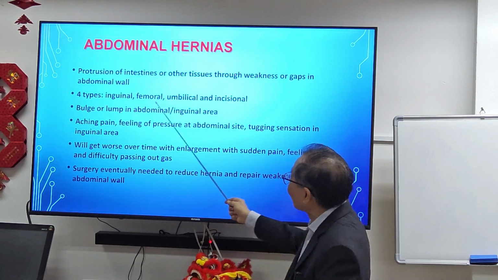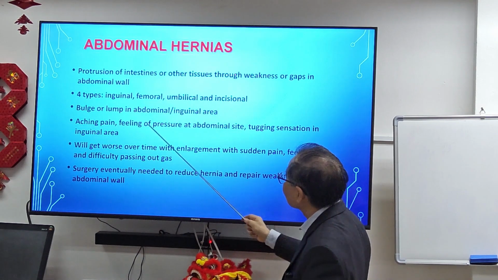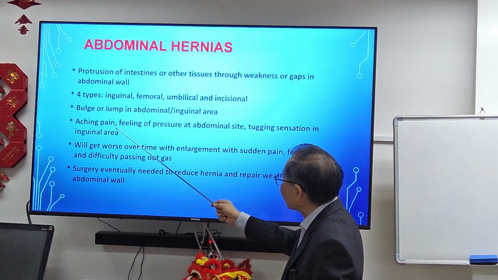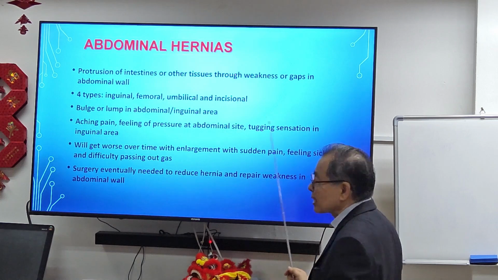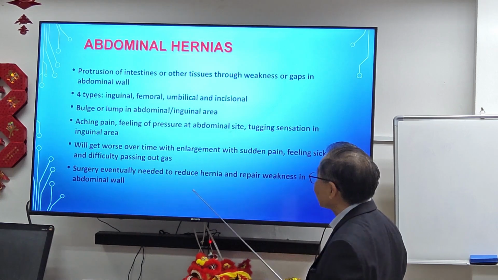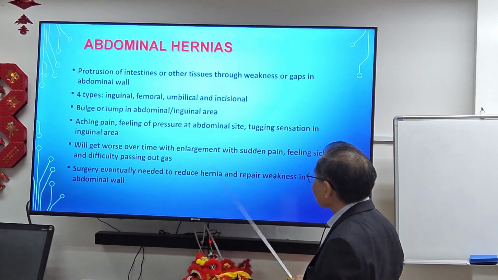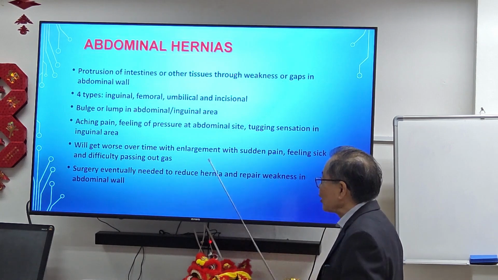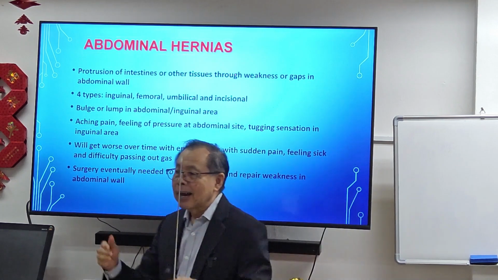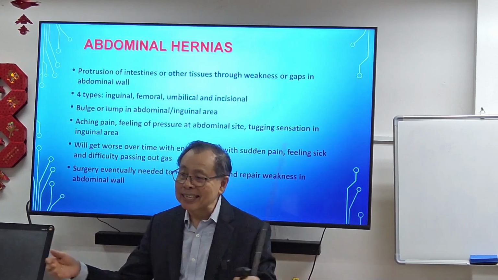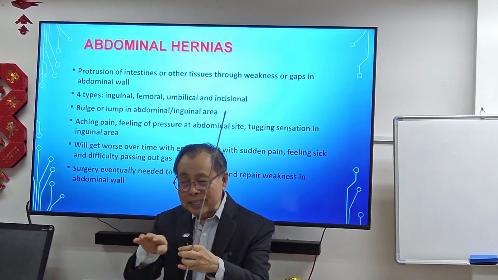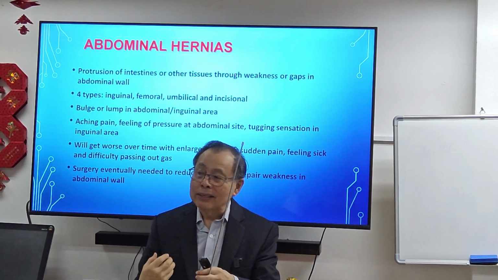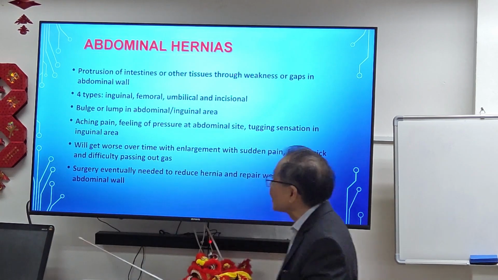So in a pouch, there are 4 kinds. I'll show you pictures of that. And typically, if it comes out, you can feel pain or pressure or a tugging sensation, depending on where it is. It tends to get worse over time with sudden pain, feeling sick and all that. Surgery is eventually needed to reduce the hernia. It is a mechanical fault. You know what's mechanics, right? It's physical. So weakness, something comes out, you've got to put it back. It's mechanical. There's no way to relieve the pain except by reducing.